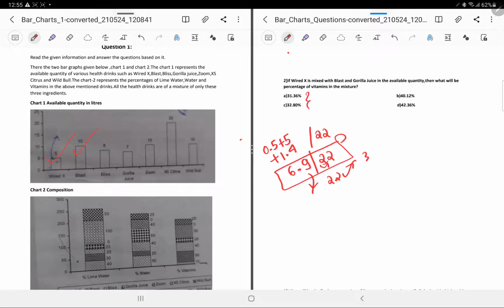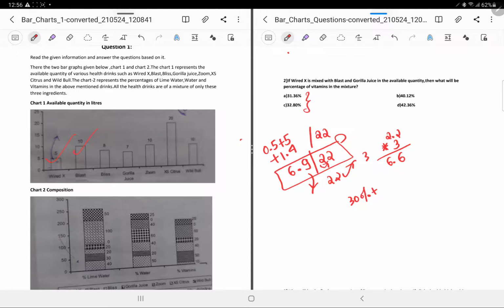The answer should be from these two portions. Okay, so let's try and see this. 2.2 into 3, that is 6.6. So at least it is 30%.